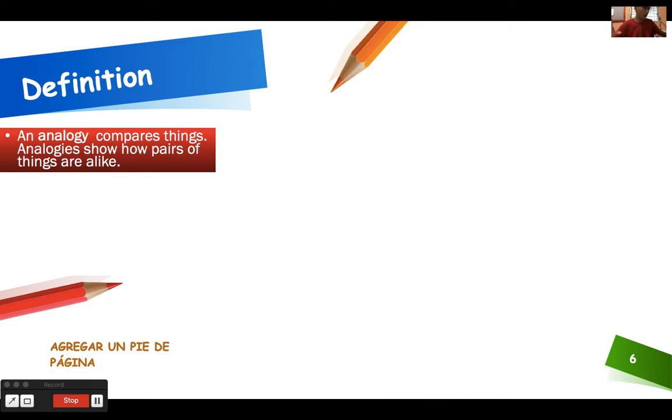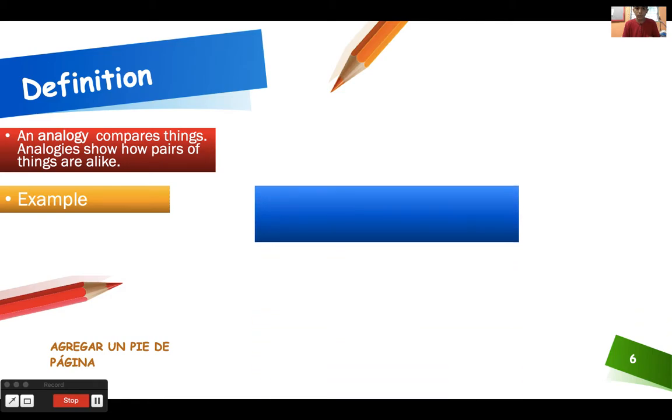Well, I don't find some object that can be used as an example. But an analogy shows us how one thing is similar to the other, that they have something in common. As an example over here, it says true is something that is telling the truth. True is to false, fake, as top is to bottom. Okay, that is an analogy.